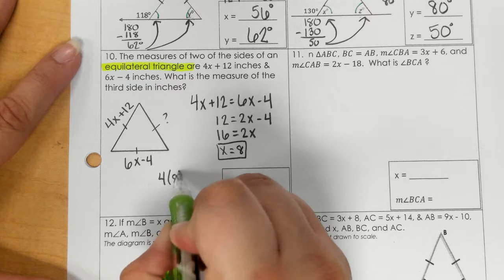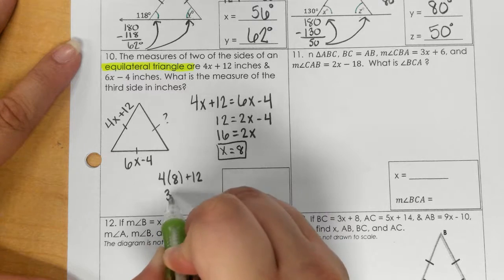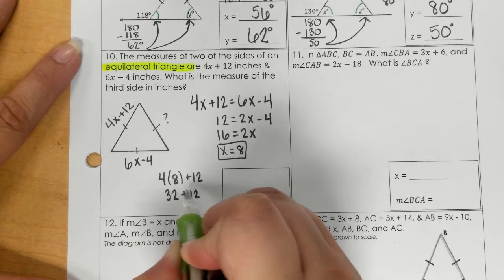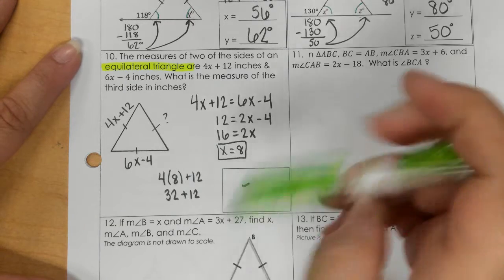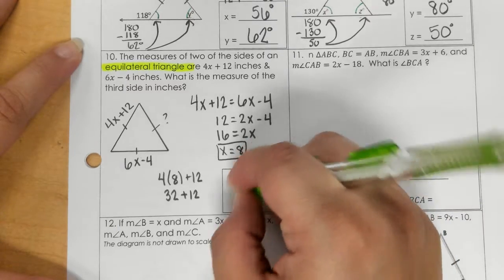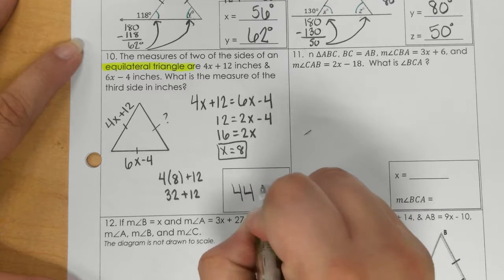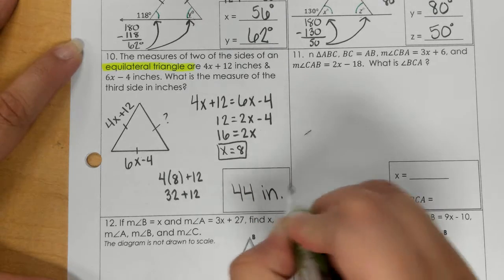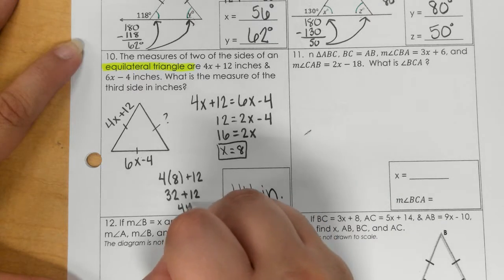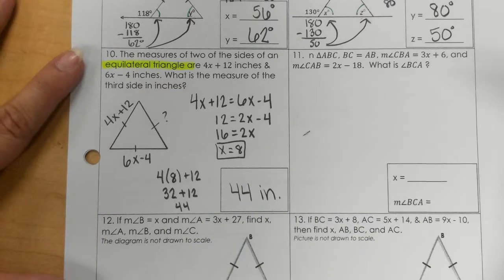So 4 times 8 plus 12. 32 plus 12 would be 44 inches. Okay, so that would be 44. All right, and I made sure I put my label on there.